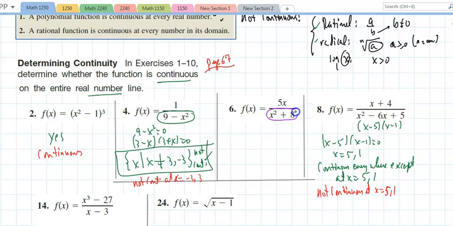I have a fraction. Where does the denominator equal 0? The denominator can never be 0. So what do you say? This is continuous everywhere. Even though there is a fraction, if the denominator can never be 0, then there's no restriction. This is a continuous graph.